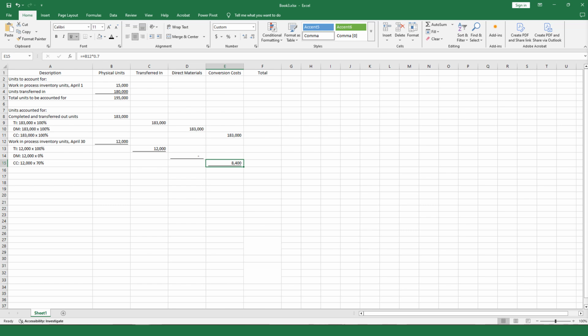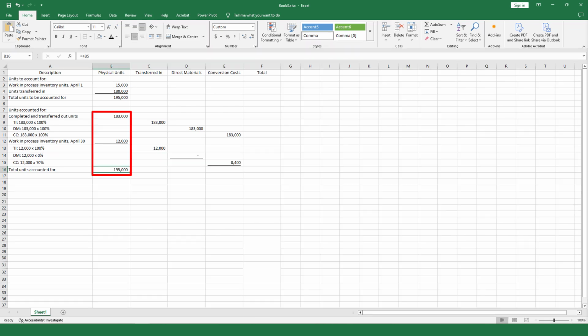Conversion costs are only 70% complete for the work in process inventory at April 30th. Therefore, we calculate the equivalent units as 12,000 physical units multiplied by 70%, which is equal to 8,400 equivalent units. That means that 12,000 incomplete units are equivalent to the value of 8,400 completed units for conversion costs. We now add all 4 columns: physical units, transferred in, direct materials, and conversion costs.